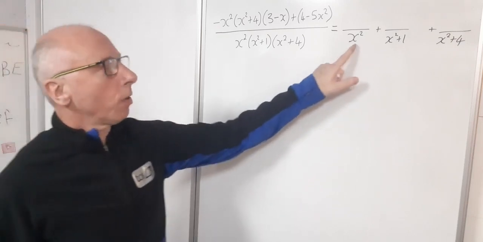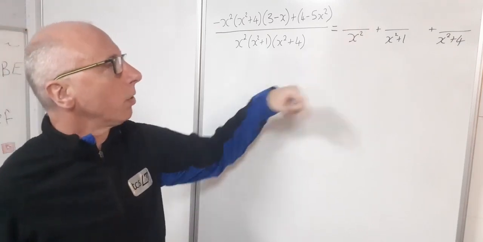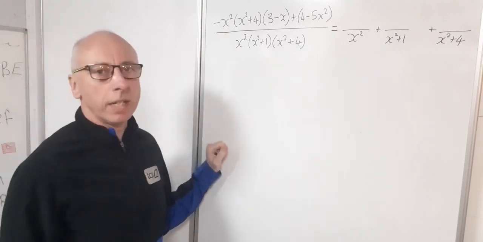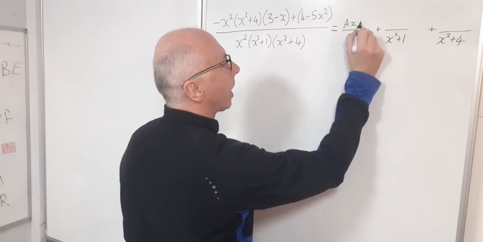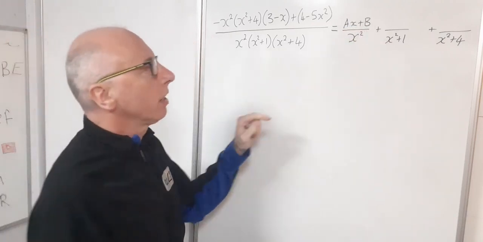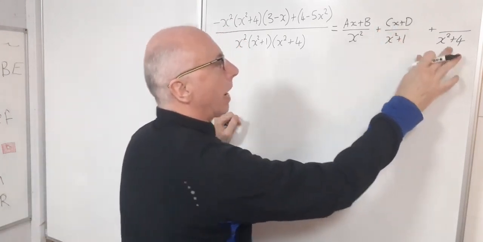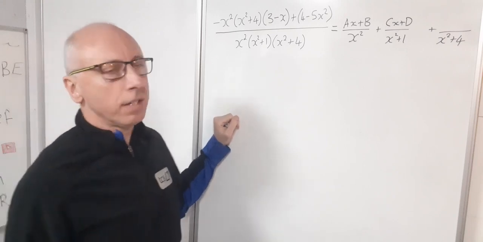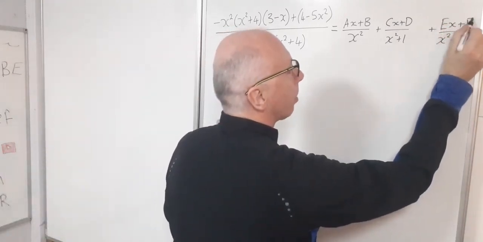Now, as these are quadratics, the numerators here, we need more than just a constant. We'll need two constants to find because we'll need a linear term in the numerators. So if I set that up as Ax plus B and two new variables here, so that gives me Cx plus D, and two new variables there. This time I'm going to use E and F. So this time Ex plus F.